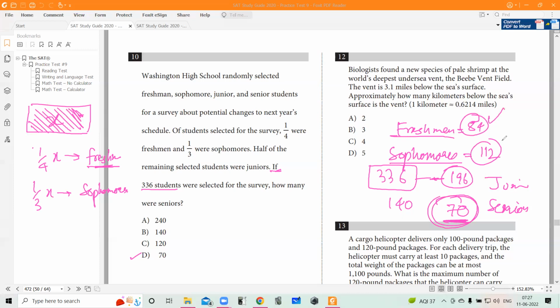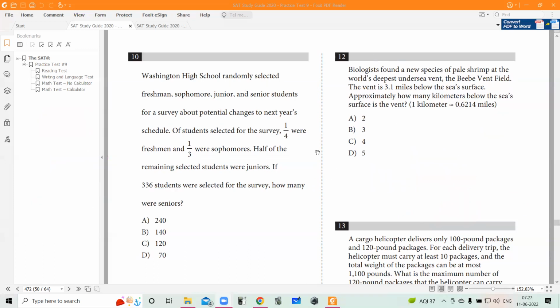I don't know how I got that one wrong. It was easy. Only trying to understand the thing makes things easier. Okay, next one.